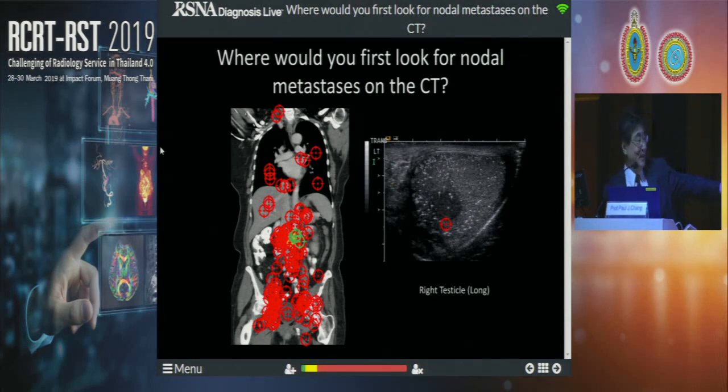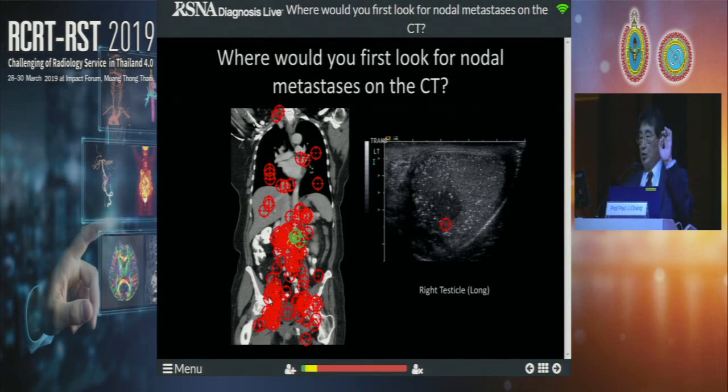So this is the reason I show it. A lot of people will think, okay, so you know what this is, right? This is some sort of testicular tumor, right? This happens to be a seminoma. And this is the take-home question. You don't want to look in the pelvis. Most of you are saying pelvis, okay? That's not right, okay?